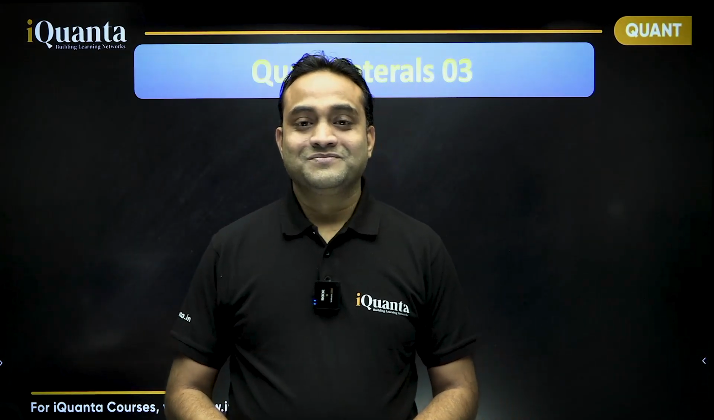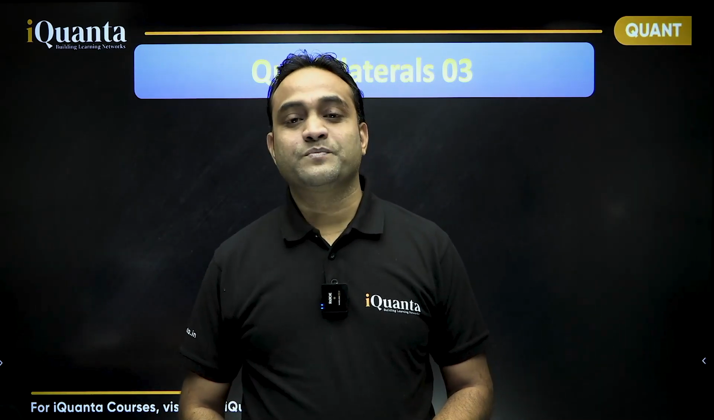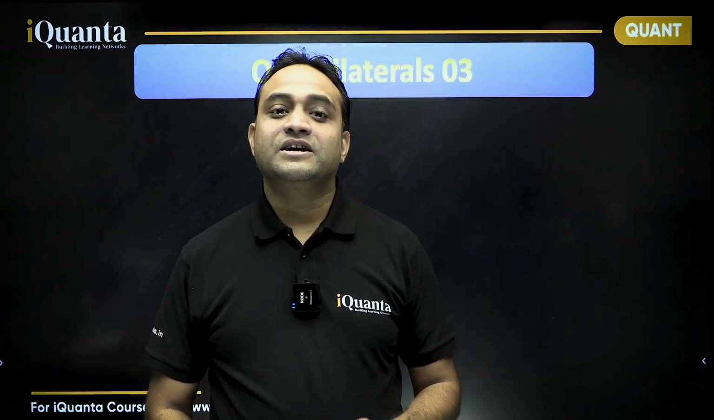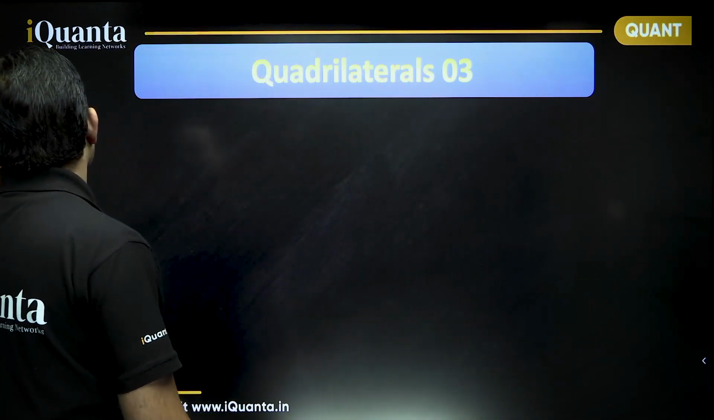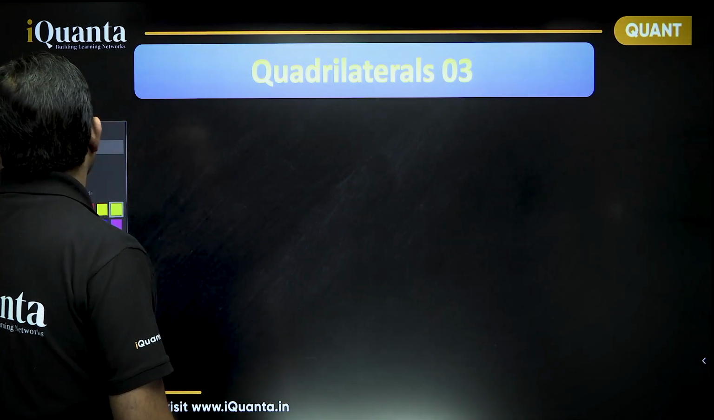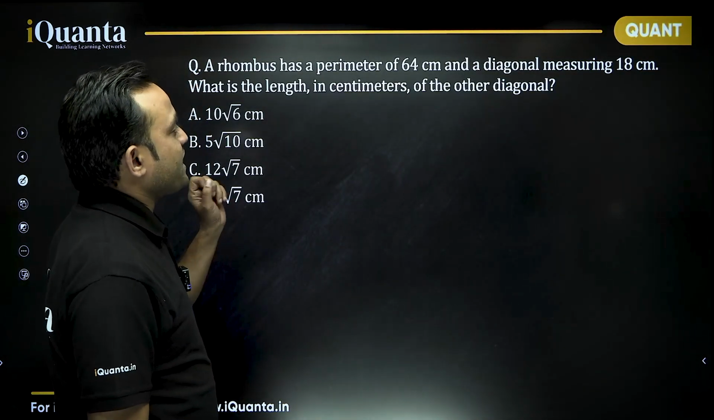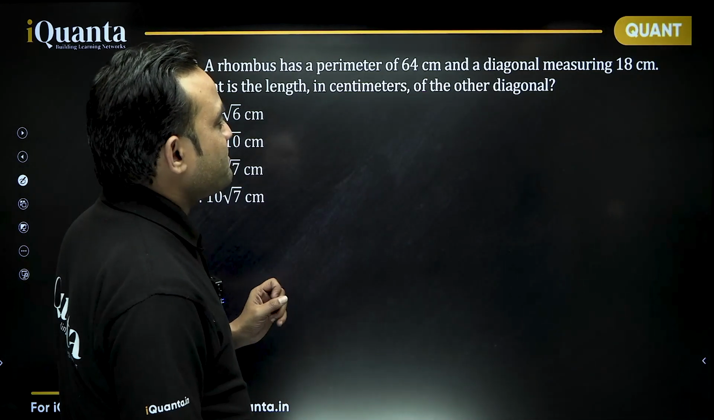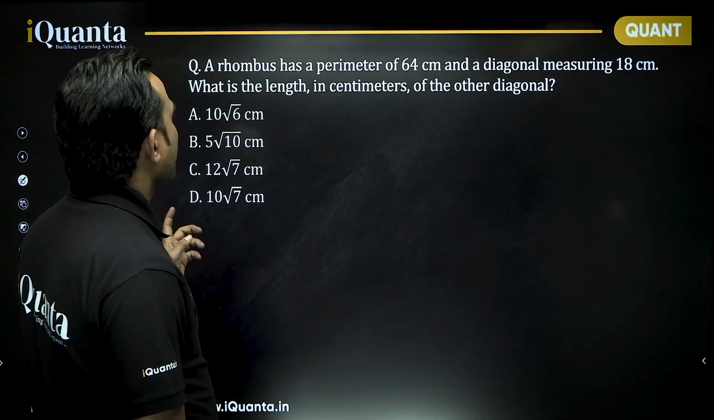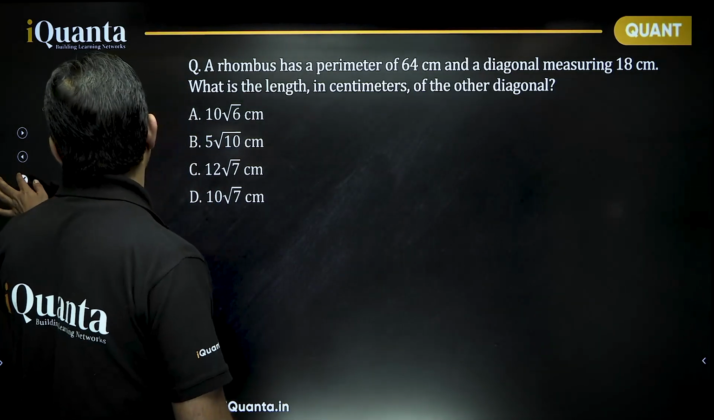Hello everyone. In the Geometry for CAT series, we are discussing questions based on quadrilaterals, and today we are going to continue from there. Let's try our first question. It's regarding a rhombus which has a perimeter of 64 centimeters and a diagonal measuring 18 centimeters. What is the length in centimeters of the other diagonal?